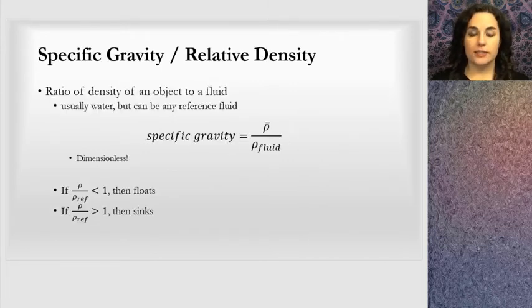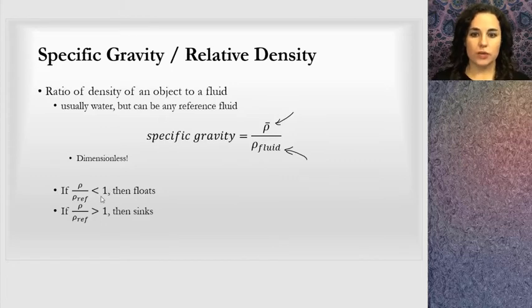A related concept is the specific gravity or relative density of substances. And what the specific gravity represents is a ratio of density of an object to a fluid. So oftentimes this is used to look at whether things will float in a fluid. And what you do is you take the density of the object and you divide by the density of the fluid that the object is in. And this is a dimensionless quantity. You can see that if I have a density over the density, the units cancel, so it's dimensionless.